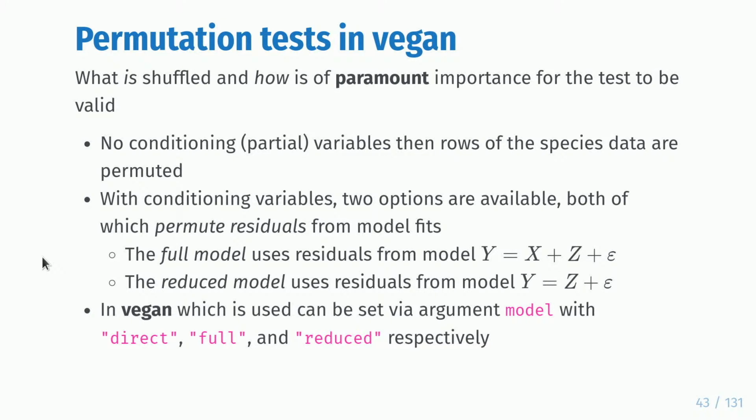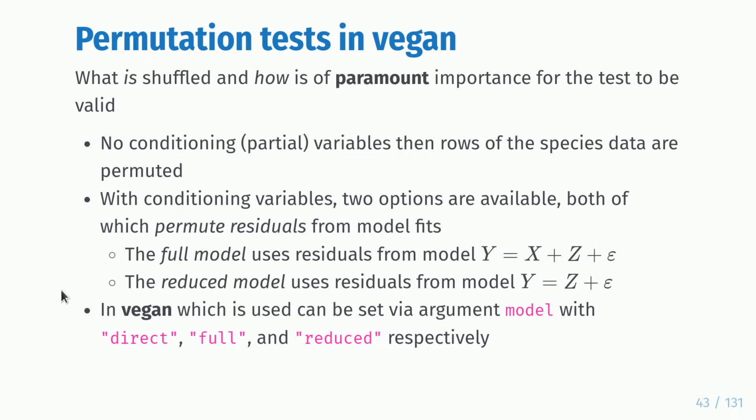I think the argument might actually be method. I've forgotten now. That would be the direct method, okay? If you do have partial or conditioning variables, then you can't just shuffle the species data, because if you do that, you break the relationships between the species and the partial variables, as well as the relationships between the species and the environmental variables that you're actually interested in testing.